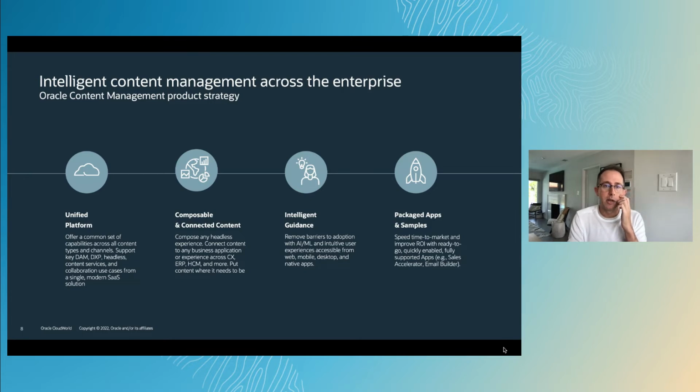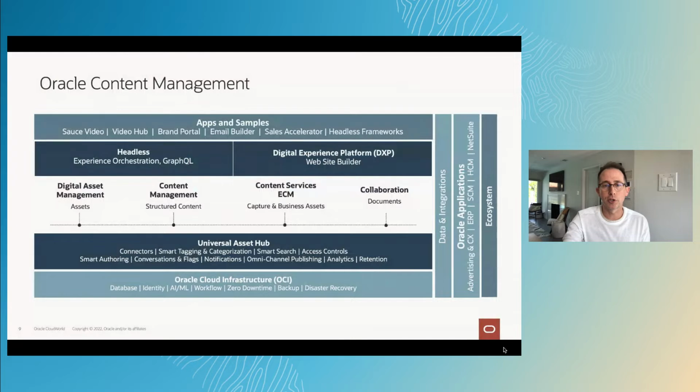And then the final piece revolves around packaged applications and samples. So there are lots of content-centric business problems that an organization needs to solve. And rather than reinventing the wheel or using a point solution, we are basically developing packaged applications to solve those challenges, and to do that with faster time to market, which helps you improve your return on your investment with ready-to-go apps that solve those challenges. And we'll talk more about those specific apps in a moment. But that's our overall strategy.